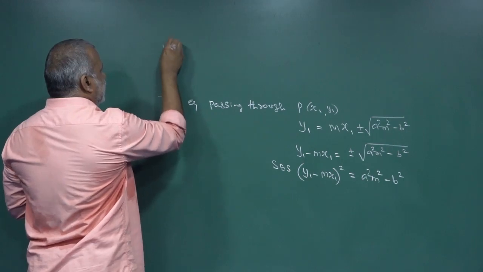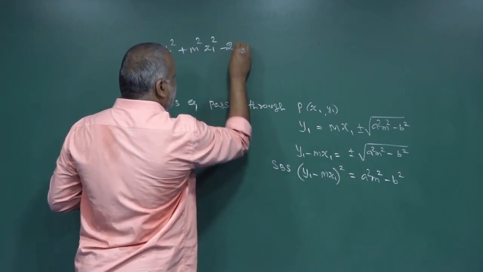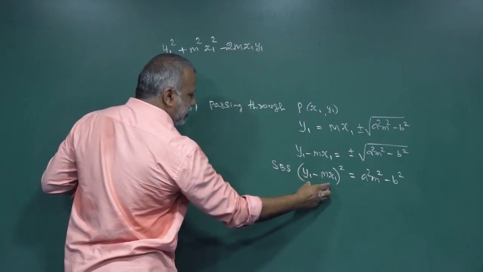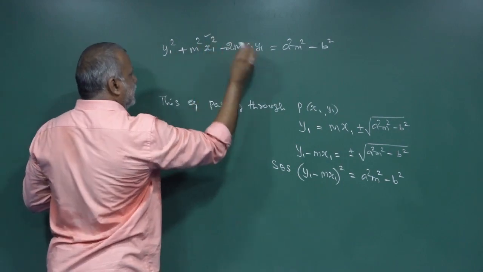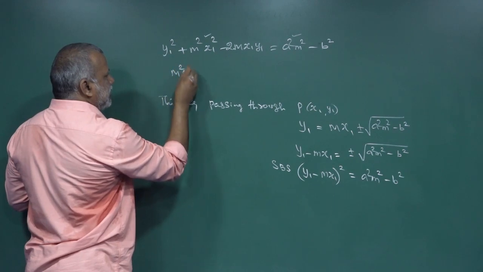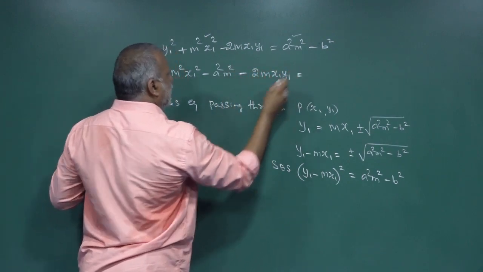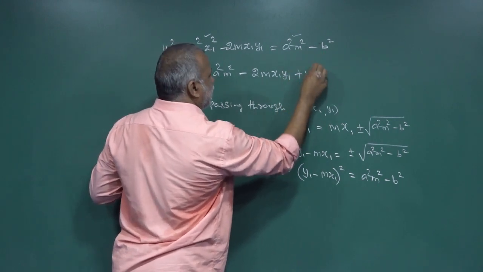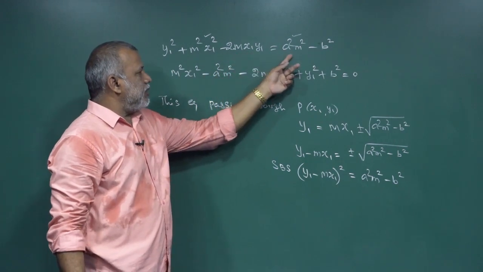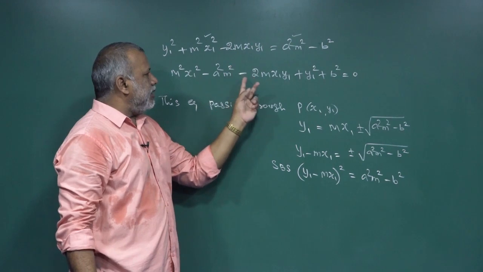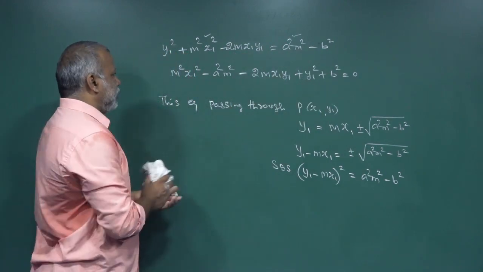Expanding, in the form (a minus b) whole squared: y1 squared plus m squared x1 squared minus 2m x1 y1 equals a squared m squared minus b squared. Now we have m squared in two places. Therefore I can write m squared x1 squared minus a squared m squared, minus 2m x1 y1, plus y1 squared. Converting the negative b squared to the other side, we get positive b squared, equals 0.